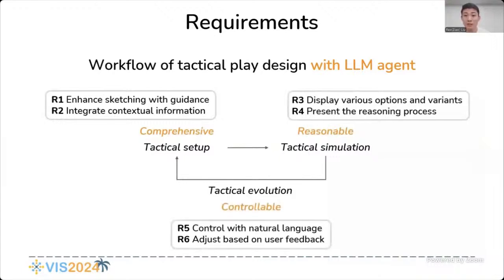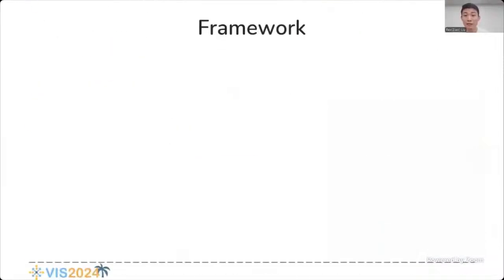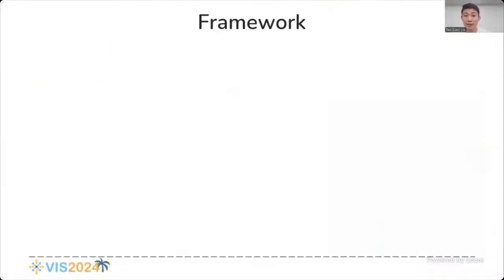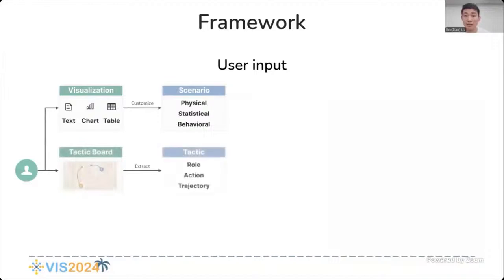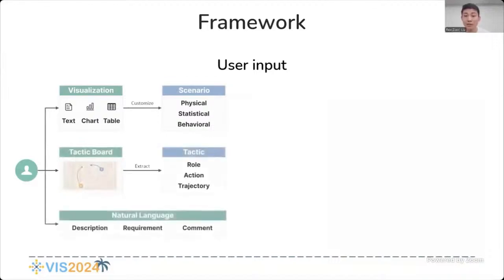Based on these requirements, we designed a framework for interaction with the agent. The user input consists of 3 parts. First, users interact with visualization elements to customize the tactical scenario. Second, they refine tactical details by sketching on the tactic board. Lastly, natural language input expresses their intentions and goals.